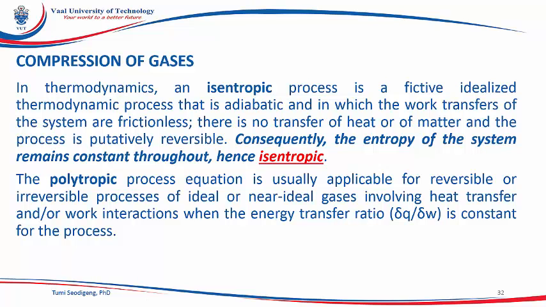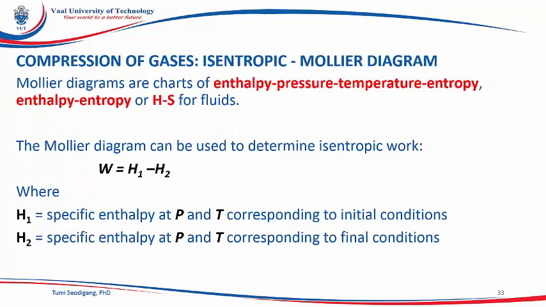We usually use the polytropic process equation for reversible or irreversible process of ideal or near ideal gases involving heat transfer or work interactions when the energy transfer ratio can be considered constant. Let us now see how we can use Mollier diagrams to determine the work required for compression. Remember, Mollier diagrams are charts of enthalpy, pressure, temperature, entropy, or enthalpy, entropy, HS diagrams. The work required for isentropic compression can be calculated as the difference in enthalpy.